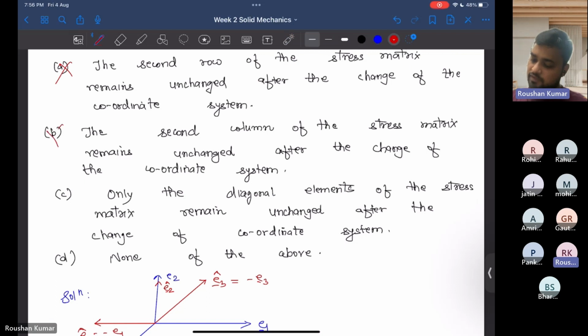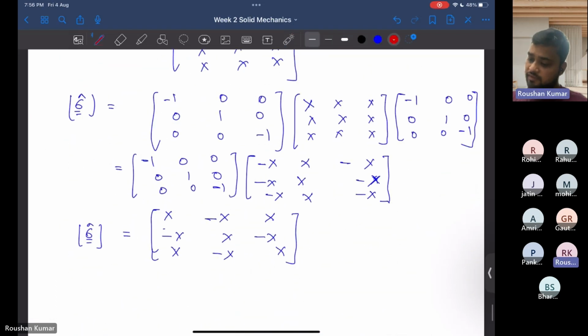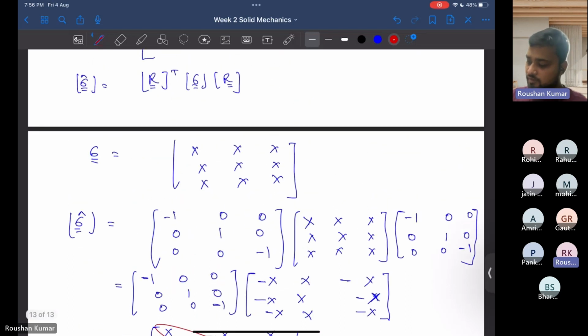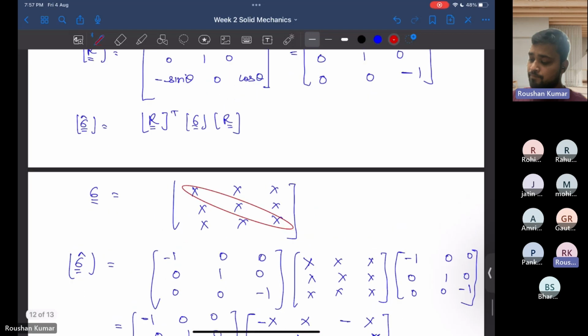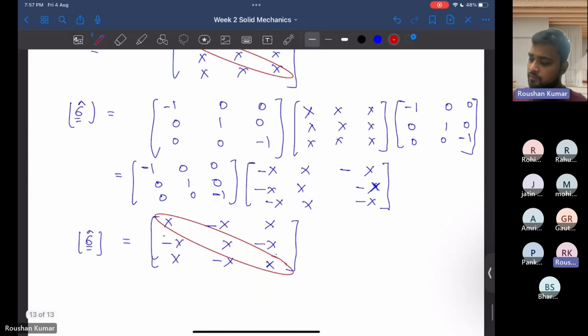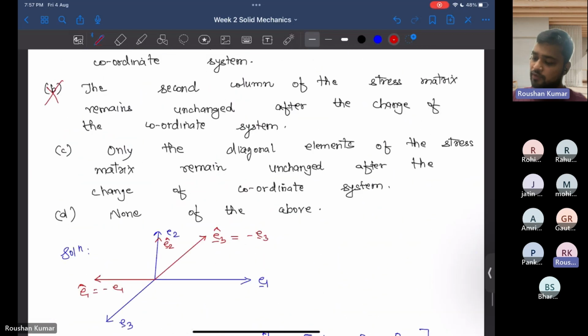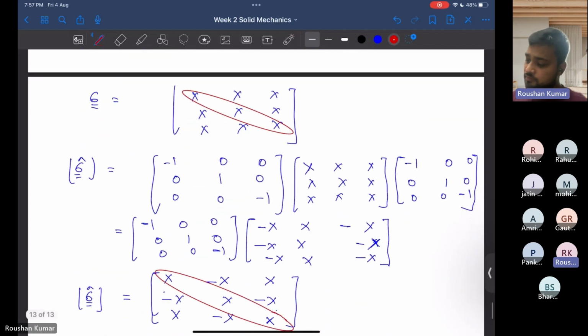The third option says only the diagonal elements of the stress matrix remain unchanged after the change of the coordinate system. So this is the diagonal matrix, and you can compare it with this diagonal matrix. It has the same components. So the diagonal has the same components as after the change of the coordinate system.